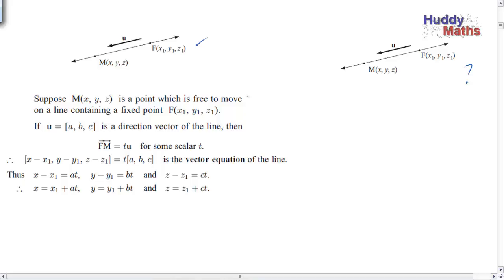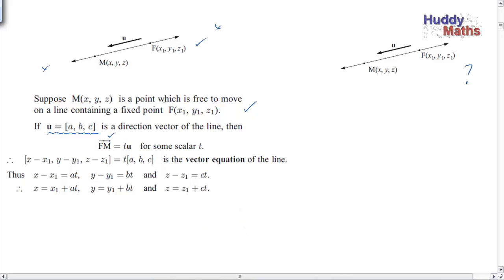So we're supposing M(x, y, z) is a point free to move, okay? So it's a general point. It could be there, it could be up here, it could be further down here, all on that line in either direction. And we're saying the direction that we're specifying for the line is given by the u vector (a, b, c). So what could you say about FM?